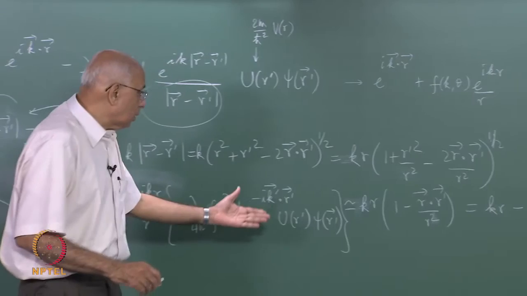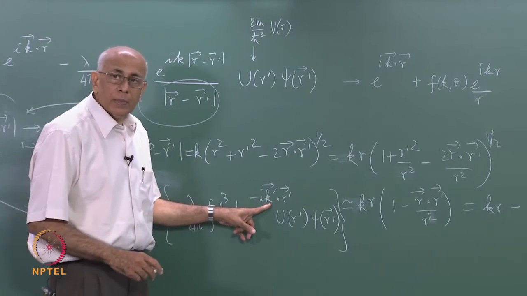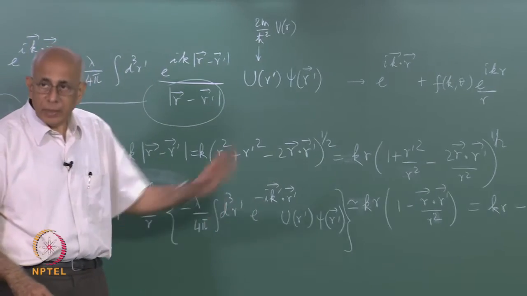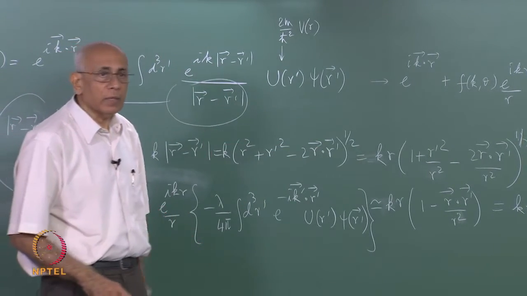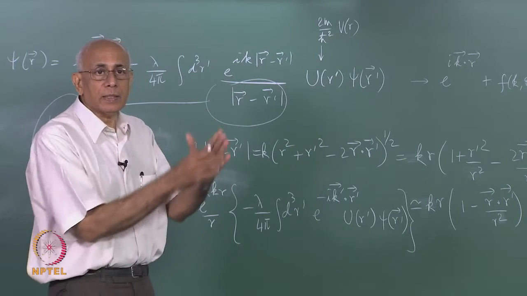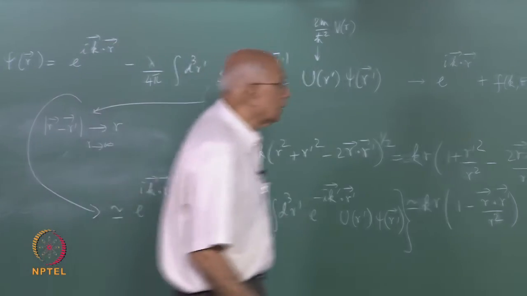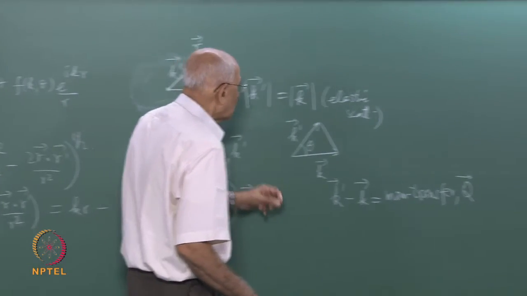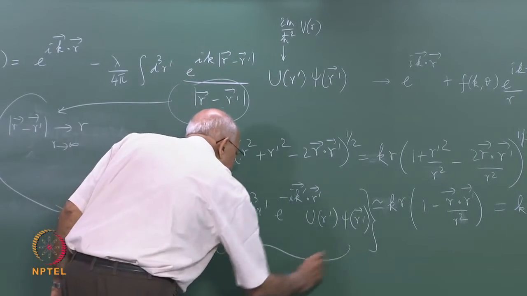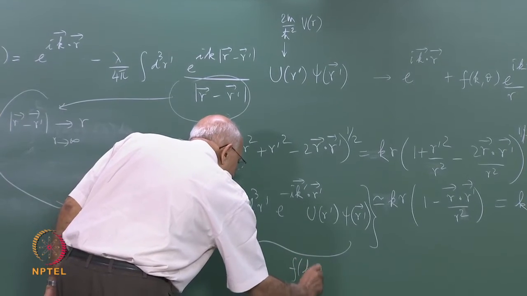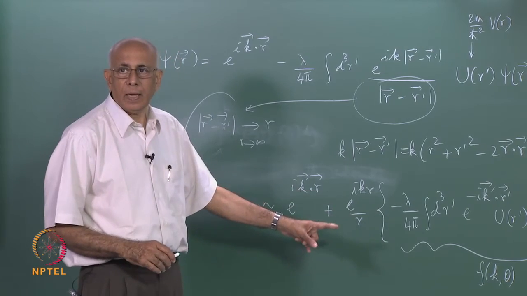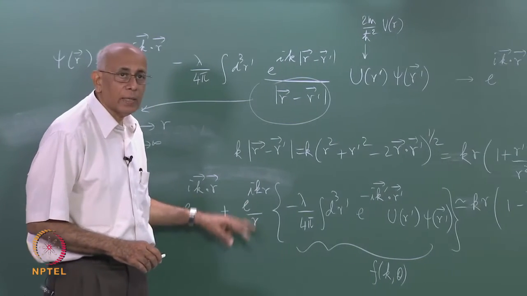So what is this a function of? This vector k prime is characterized by its magnitude, which is k itself, or the square root of the energy in some units, and the direction, and the direction is precisely the scattering angle theta. So this quantity here is a function of k and theta, and that is precisely the scattering amplitude, because that is the coefficient of e to the i kr over r.